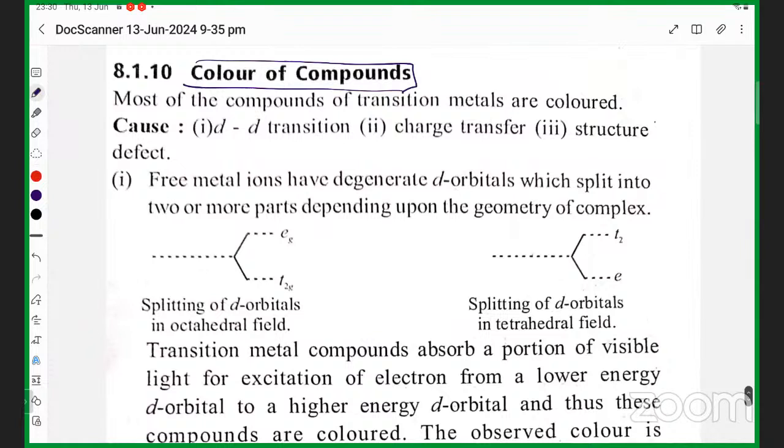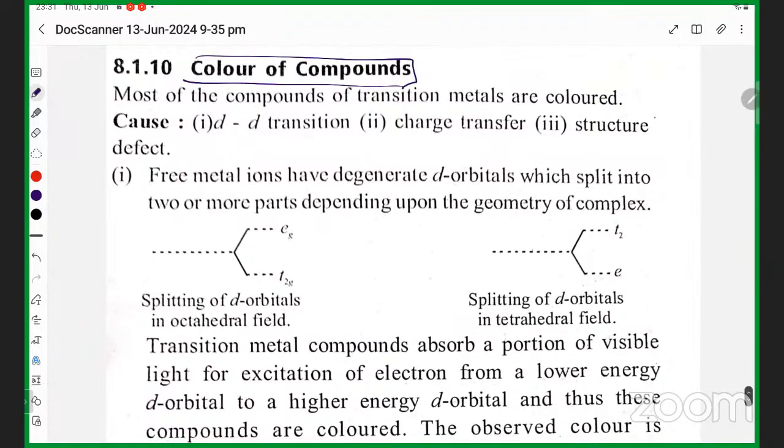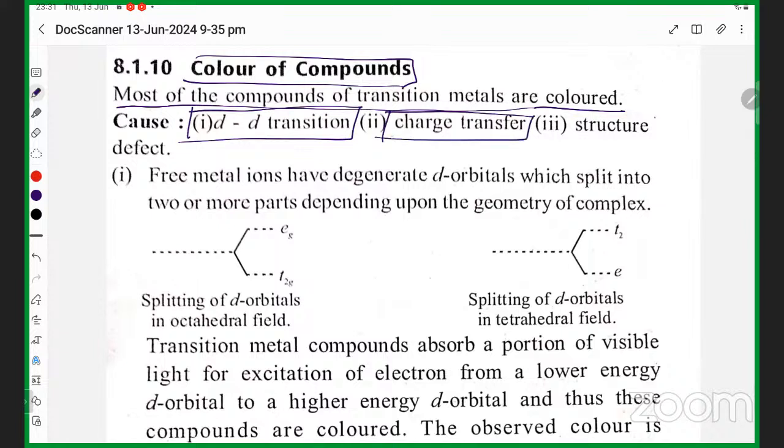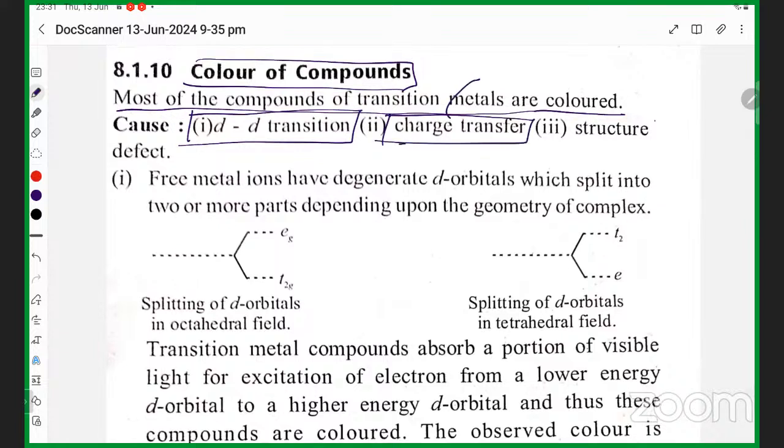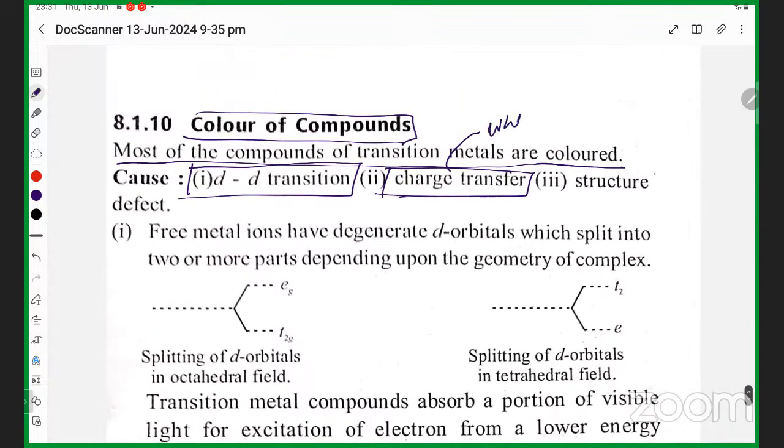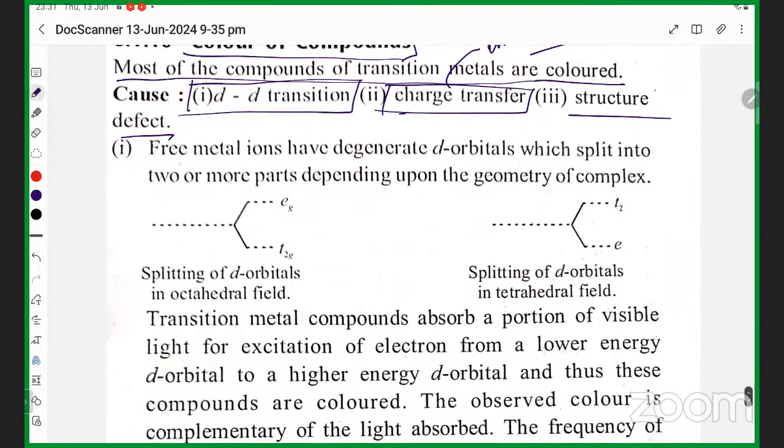Here you see, there are three causes they have given. Most compounds of transition metals are colored due to, first, d-d transition; second, charge transfer, where there is no unpaired electron; and third, structure defect, where some gap will be there, that will also be colored. So the first one we are studying.